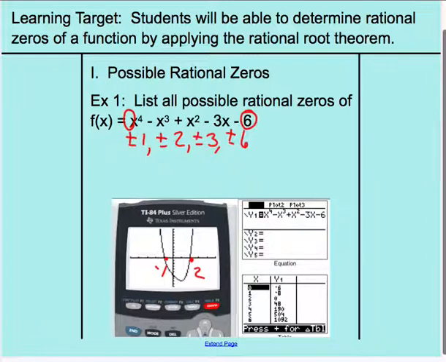Notice also that not all of our list show up as zeros of our function. So again, these are only possibilities. They are not guaranteed zeros. And again, it's not guaranteed that our function will even have a rational zero. What it says is if it does, it will be in this list.